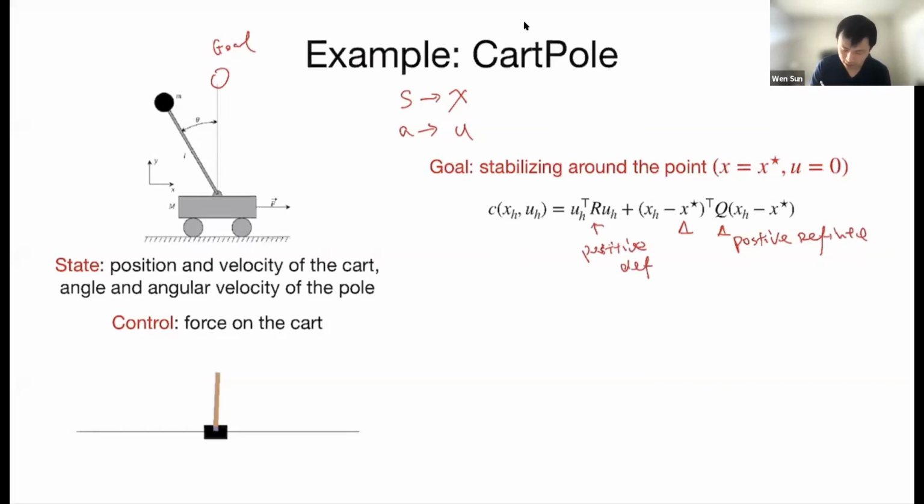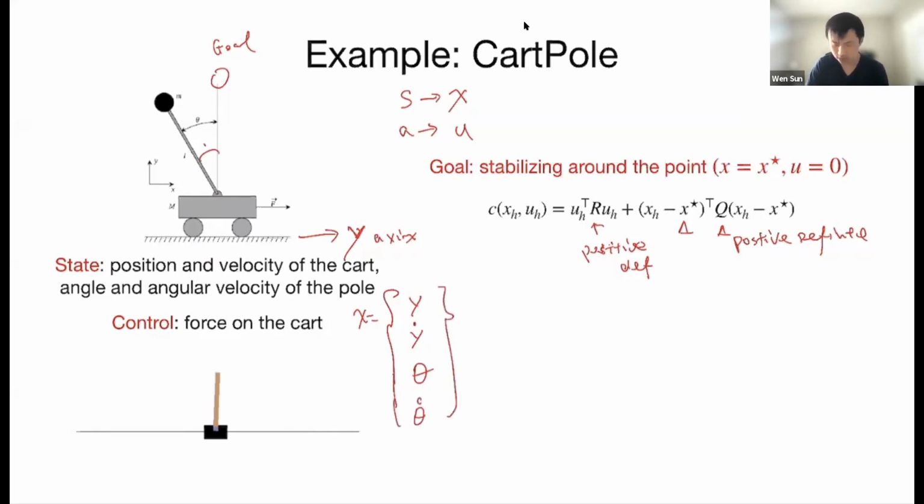All right, let me emphasize. Here, the state is the position of the cart, the velocity of the cart, the theta, the angle between the pole and the vertical line, and the angular velocity. Okay, so we have a 4-dimension state space. And as you can see, the state space is literally continuous, right? At this moment, at least, we're not discretizing it.